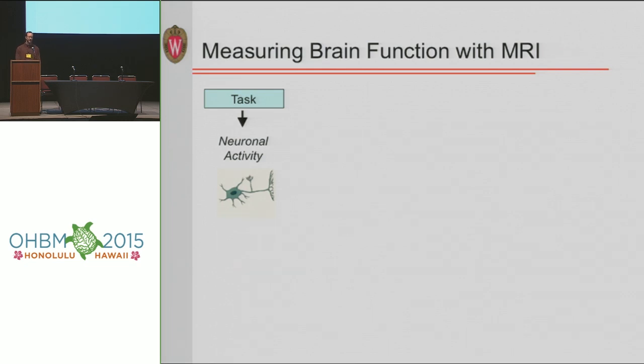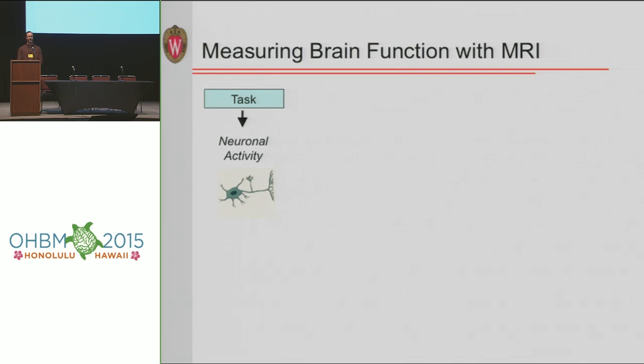What we do with MRI is not actually measure the neural activity directly. We'd love to be able to do that. There are some efforts to try to see whether we can, but we're not quite there yet. So instead, we're measuring it rather indirectly. I'm going to walk you through that.